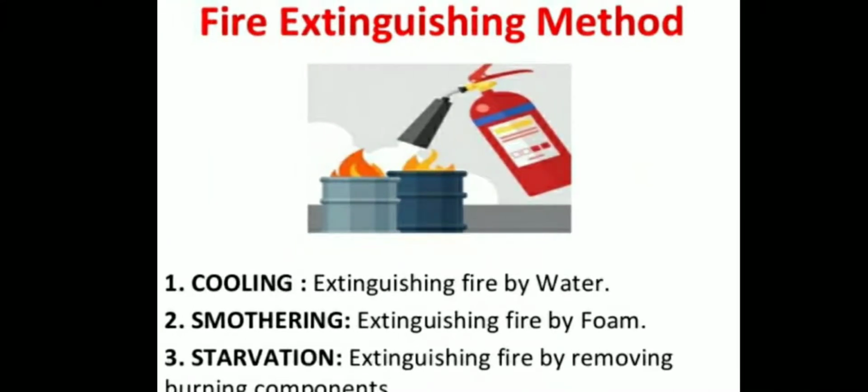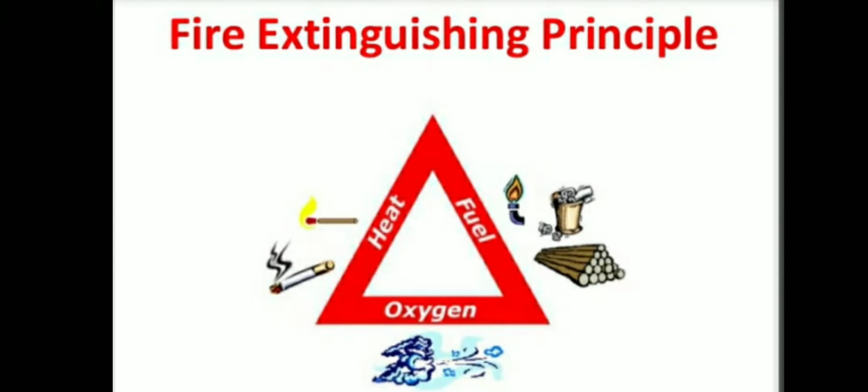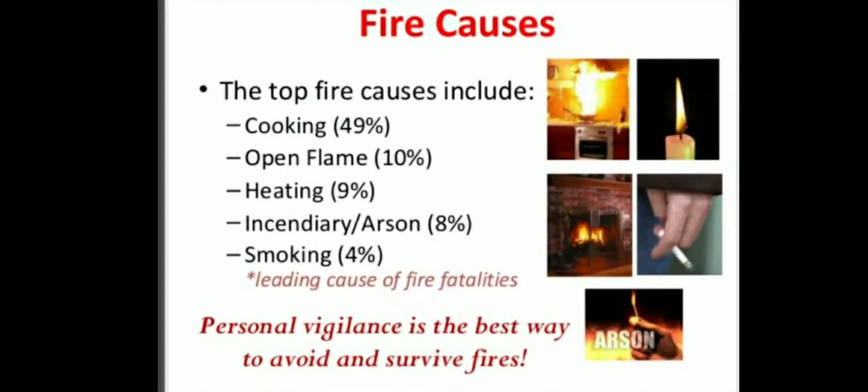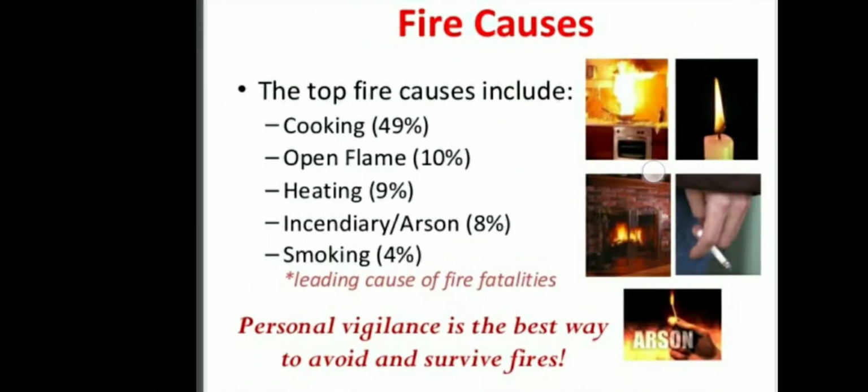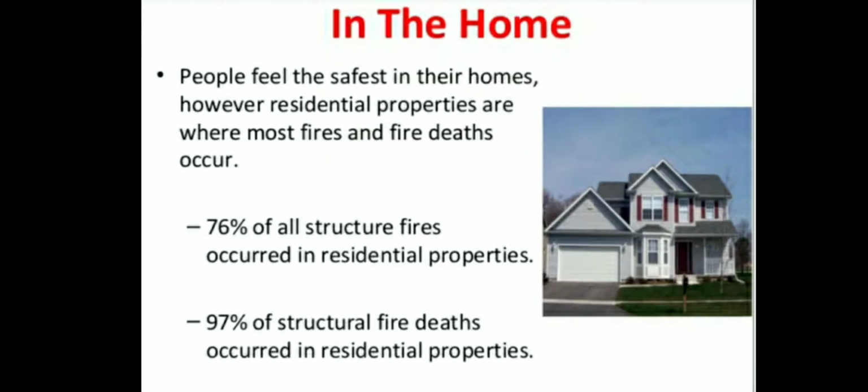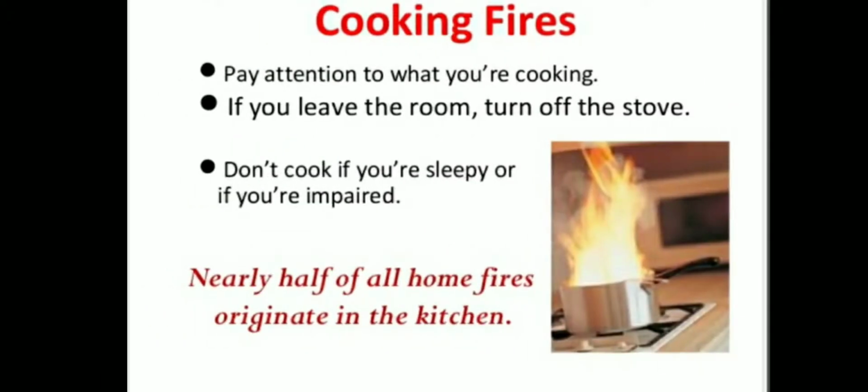We have understood fire extinguishing methods, that is cooling, smothering, starvation. We have understood the fire extinguishing principle, that is the fire triangle: heat, fuel, and oxygen. We have understood the causes of fire in the home. This percentage of fires occurred in residential properties. We have understood it. Cooking fires, we have gone through.